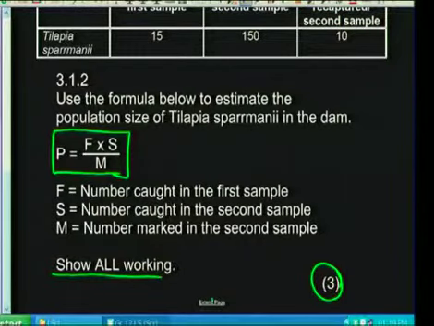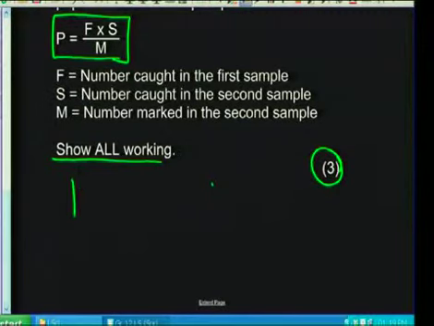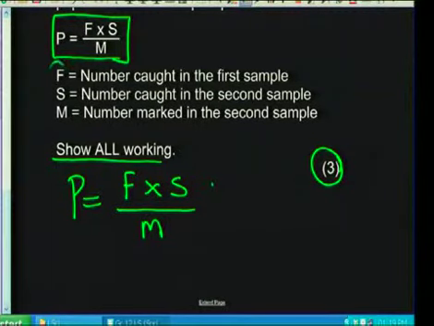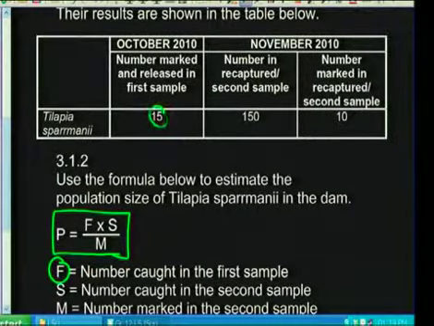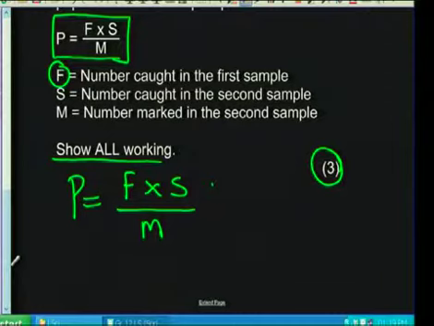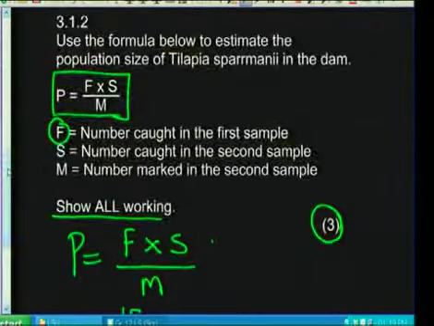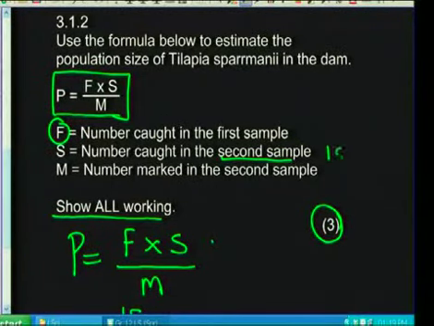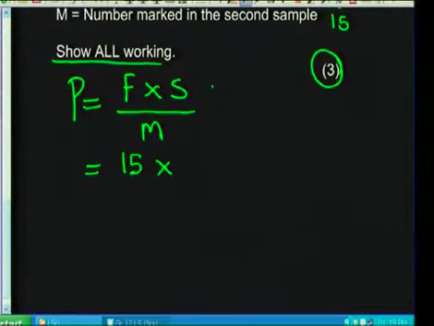Let's very quickly do this. So we're simply substituting the values into this formula. P is equal to F times S upon M. And here F is the number of fish caught in the first sample, and if we go back, the number of fish caught in the first sample was 15, so we put that, F is equal to 15. S would be the number caught in the second sample, and I'm going to write that down here, and the number caught in the second sample was 150. The number marked in the second sample was 15.